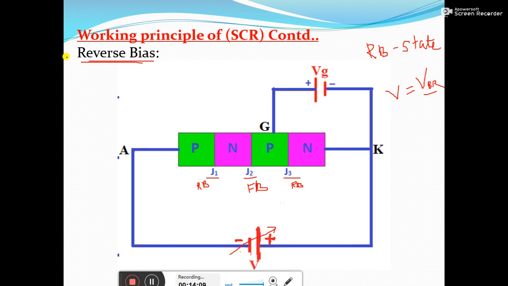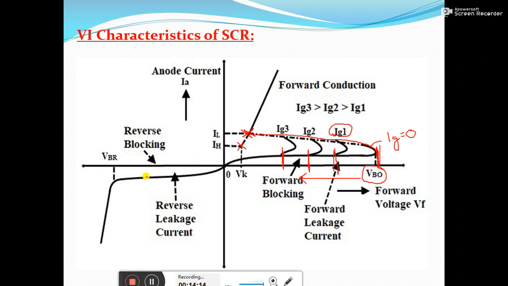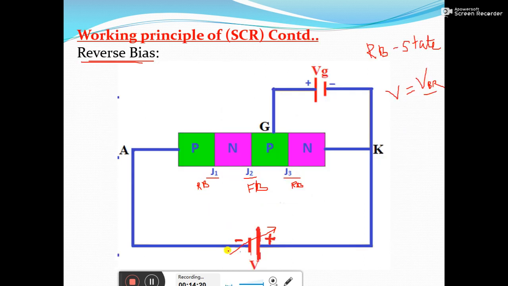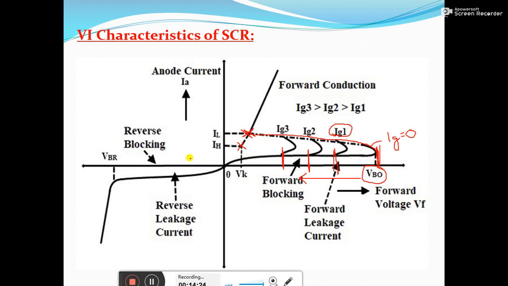Now in the reverse characteristics, in the reverse biasing, the voltage as well as the current are both treated as negative. That's why you can draw it in the third quadrant, since both are negative here. Initially, as long as the applied potential is less than VBR, this region of operation is known as reverse blocking region. A very small current will flow, that is reverse leakage current. This is due to minority charge carriers.